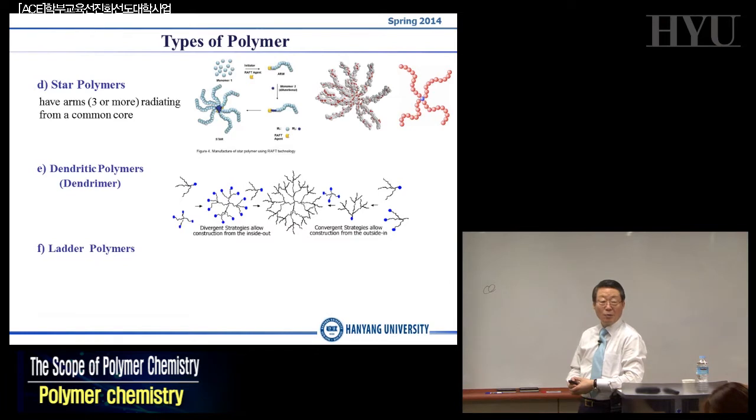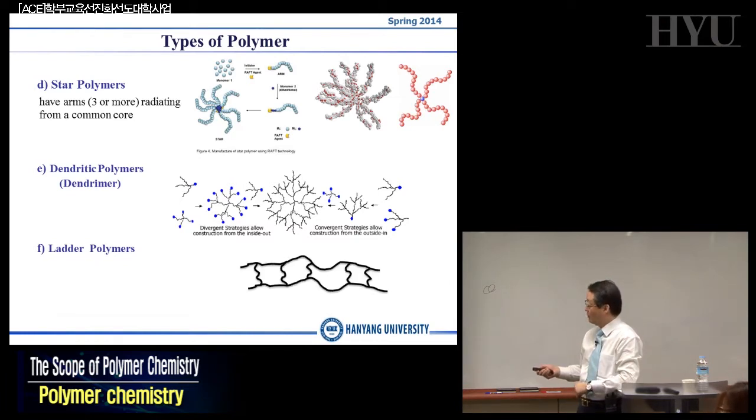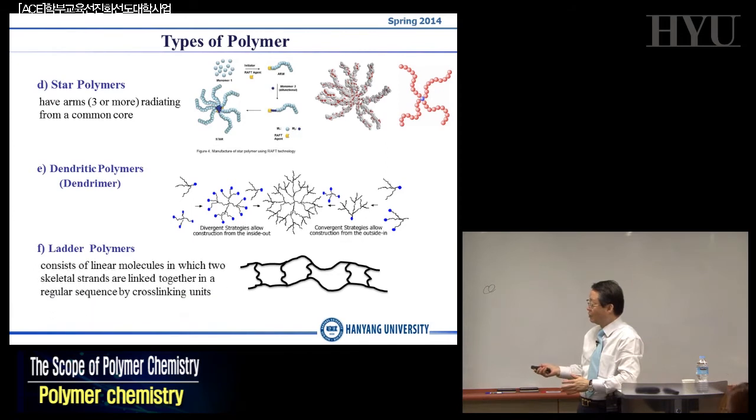Or we have a ladder polymer. A ladder polymer is very much like a ladder. You have a linear chain which is linked between the chains. You have cross-links, but it looks like a ladder. It's a type of cross-linked polymer, but a little different from the previous cross-linked polymers.